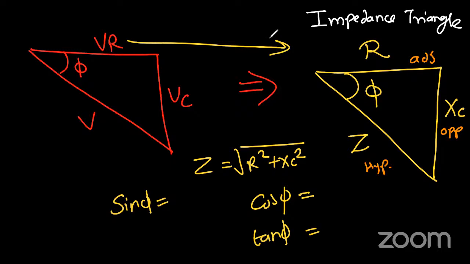What is the value of sin pi, cos pi, and tan pi? Simple. Vedant has written: sin is x_C by Z, cos is R by Z, tan is x_C by R.